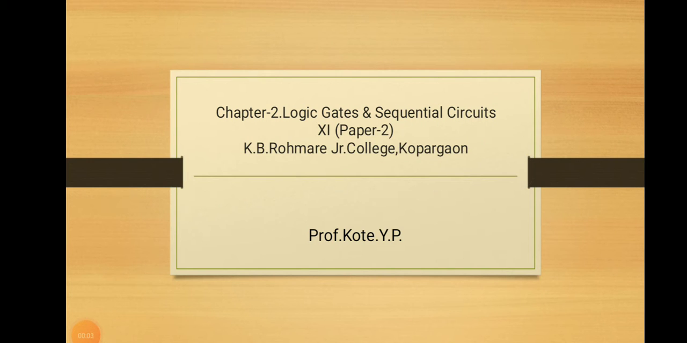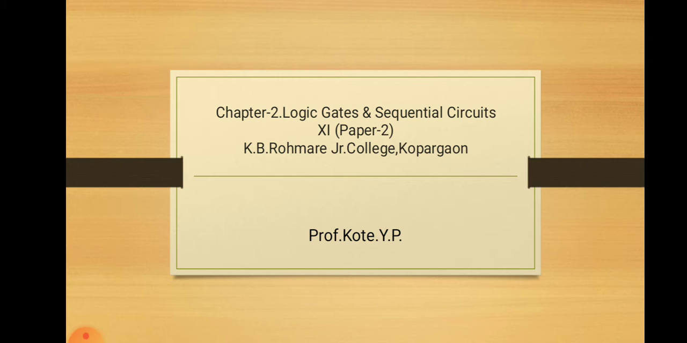Hello students, start to the next lesson, paper second, logic gates and sequential circuit. What is the meaning of logic gate? This is a relation between mathematics and logic, by means of Boolean expression. This is the importance of a logic gate. Means mathematical operations आपण logic gate मध्ये perform करणार आहोत.